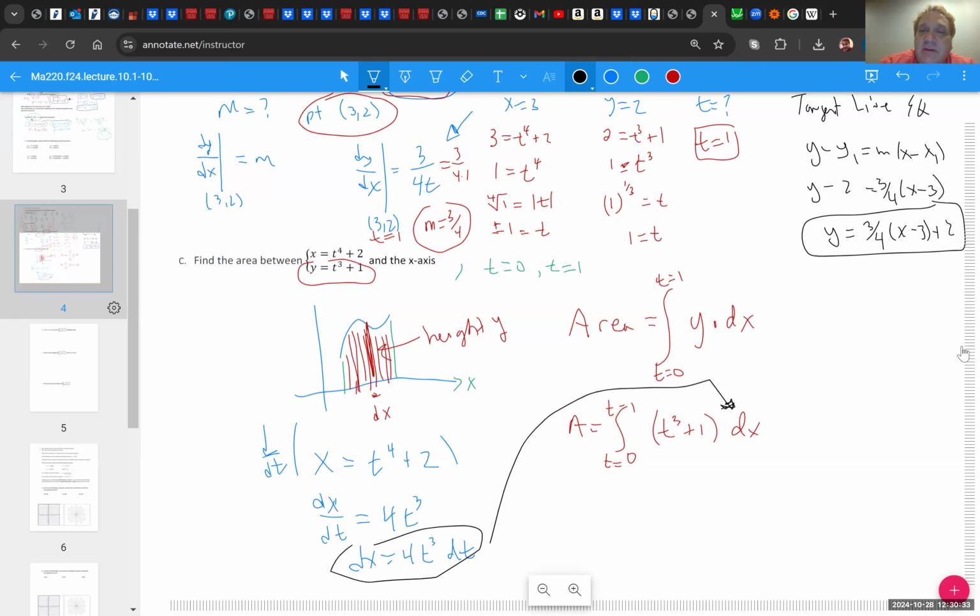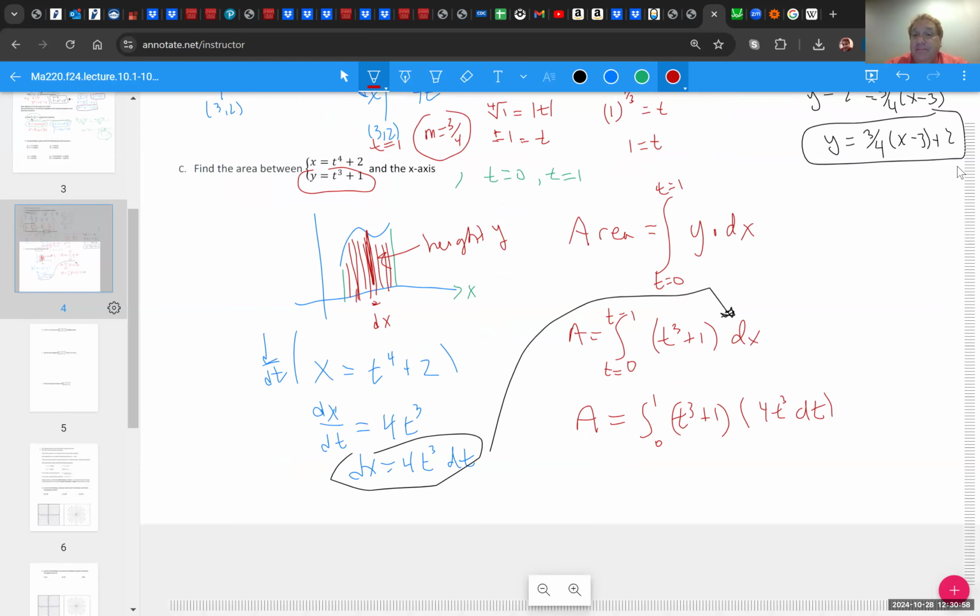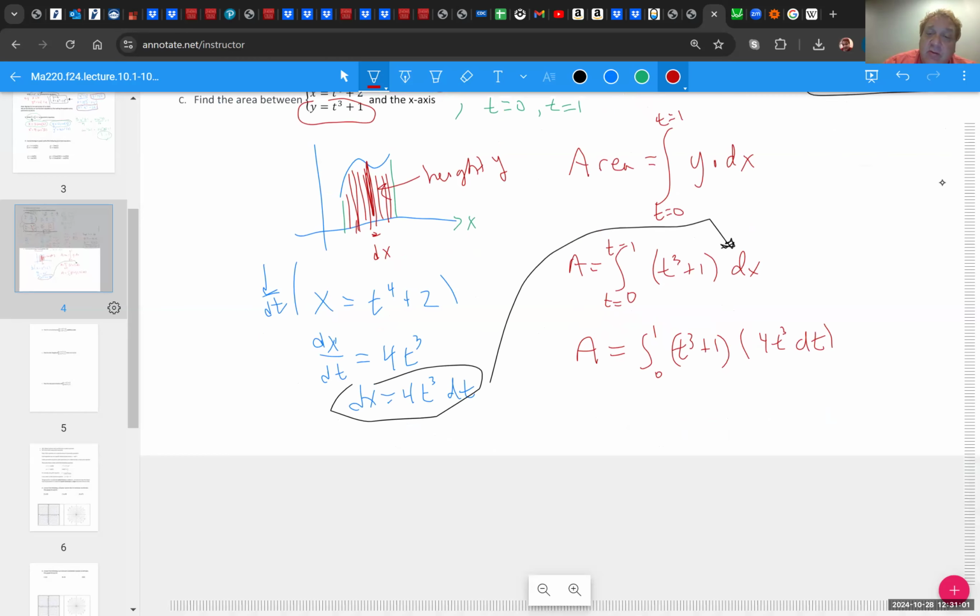So then I can rewrite this equation. Area equals the integral from 0 to 1. Everything's in terms of t now, so I'm just going to leave off the t's. t cubed plus 1 times dx, which is 4t cubed dt. Now we have an integral with everything in terms of a single variable t. And now we can just go ahead and do our normal calculus. I'll just simplify this first by distributing.